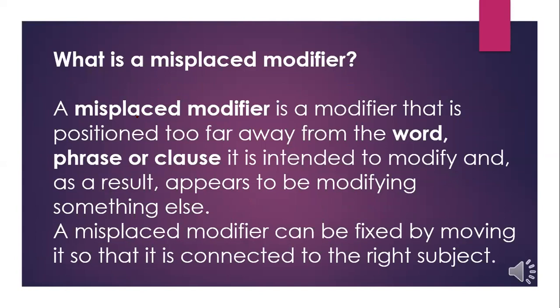What's a misplaced modifier؟ هنبتدي هنا نمسك كل case منهم in detail. A misplaced modifier is a modifier that is positioned too far away from the word, phrase or clause it's intended to modify and as a result appears to be modifying something else. يعني المisplaced بيبقى مكانه بعيد قوي عن الحاجة اللي المفروض بيوصفها, ف it looks like it's describing something else, the wrong subject. A misplaced modifier can be fixed by moving it so that it is connected to the right subject. هنشوف هنعمل ده ازاي. يعني simply the way to correct a misplaced modifier is put it as close as possible to the thing it describes. قربه من الحاجة اللي بتوصفه.